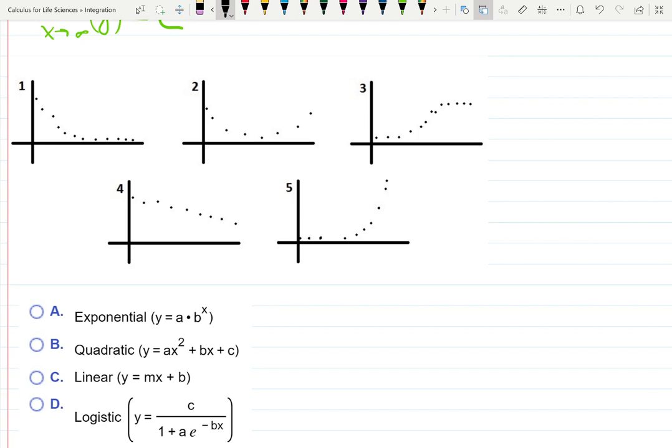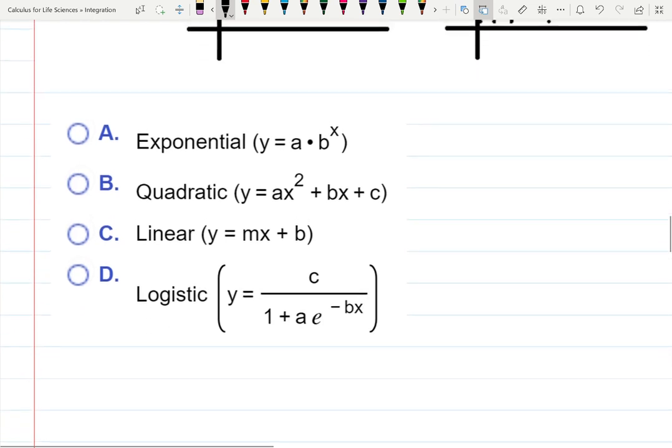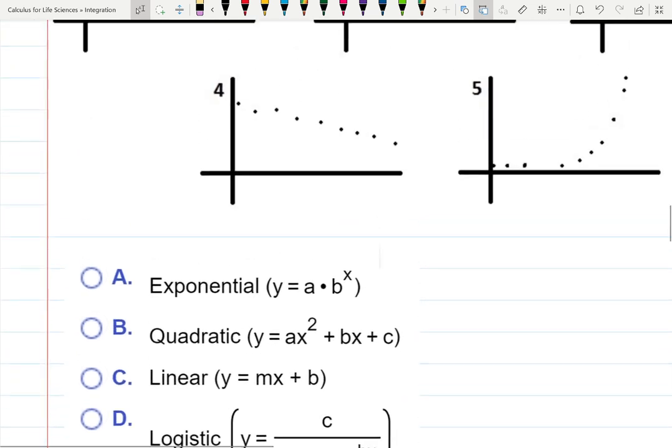Example of your homework example. Let's do it slowly, one by one. Picture 1. So I just made a list of these 4. Exponential, a times b to the x. Quadratic, ax squared plus bx plus c. Linear, mx plus b. Okay, it's definitely, the order is wrong, but it's fine. And logistic at the end. We did linear first. That's fine.